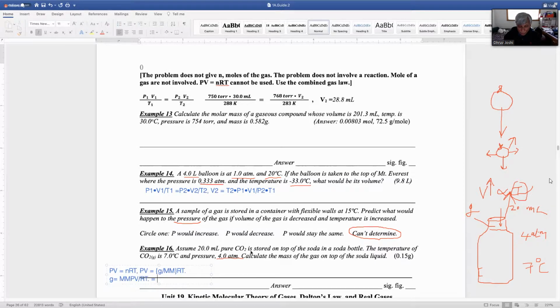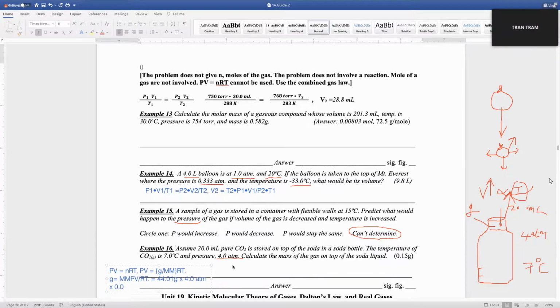CO2, do you know the molar mass of CO2? Of course you do, 44.01 grams per mole. So 44.01 grams. Then I have to multiply that by pressure. Pressure is 4.0 atmosphere, 2 sig figs only, ATM. Multiply that with volume, 20 milliliter.